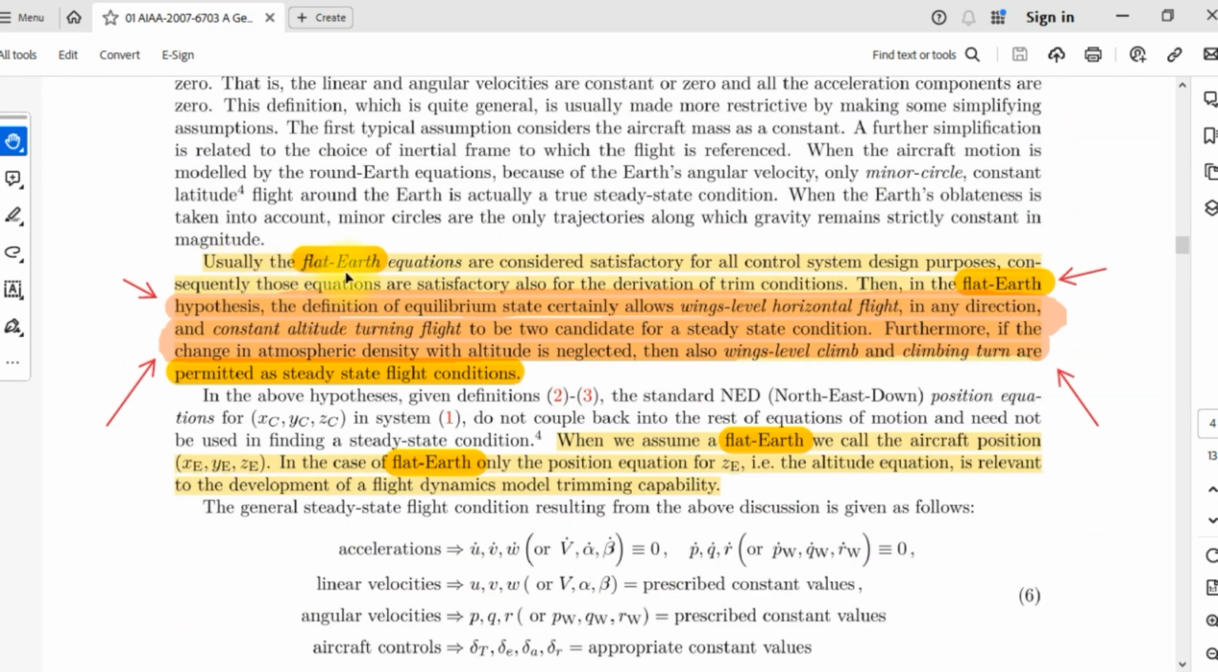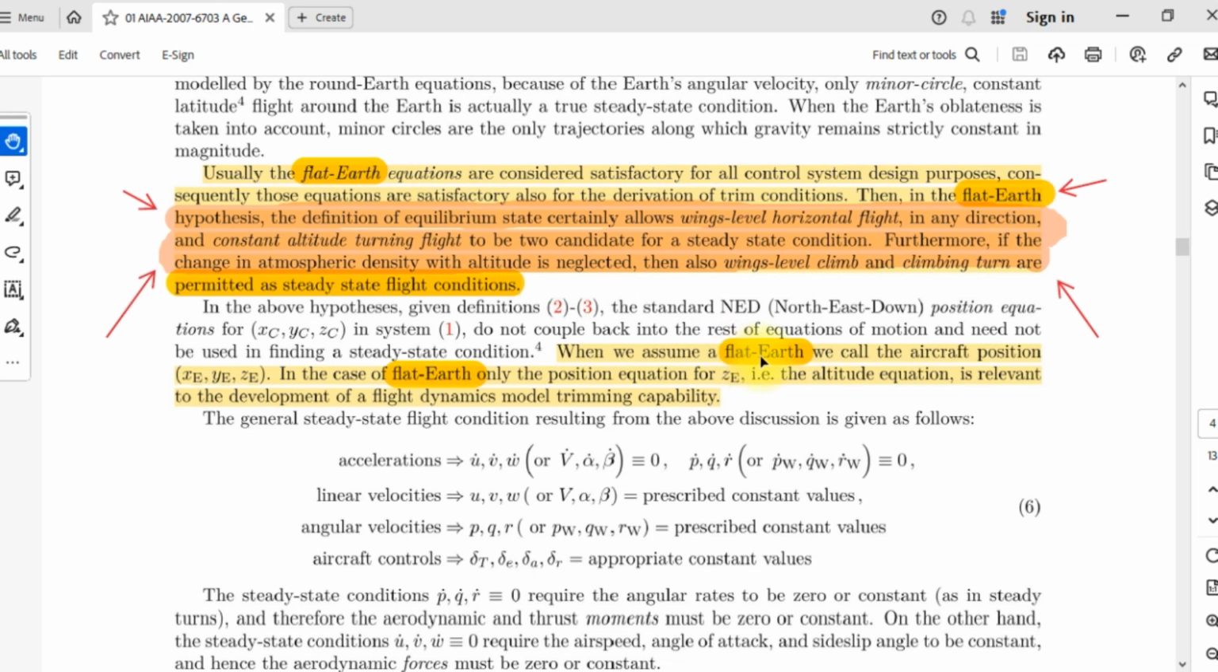Usually the flat Earth equations are considered satisfactory for all control system design purposes. Consequently, those equations are satisfactory also for the derivation of trim conditions. Then in the flat Earth hypothesis, the definition of equilibrium state certainly allows wings-level horizontal flights in any direction and constant altitude turning flights to be two candidates for a steady state condition. Furthermore, if the change in atmospheric density with altitude is neglected, wings-level climb and climbing turn are permitted in steady state flight conditions, all assuming a flat Earth.